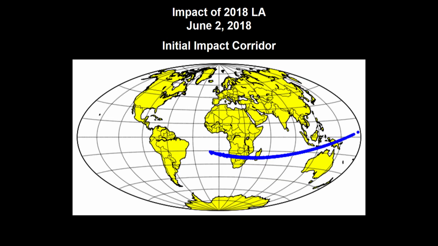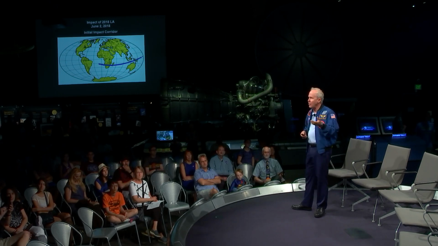Now, I mentioned the 2018 LA impact, that little fireball that we just saw in South Africa. The initial discovery of that 8 hours earlier resulted in a prediction of that blue line across the globe. It was going to land somewhere along that line. And then as the orbit got more refined with better observations, scientists zeroed in on where it was going to hit in South Africa.